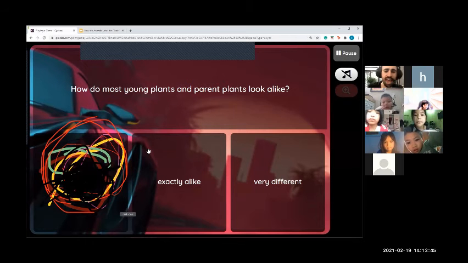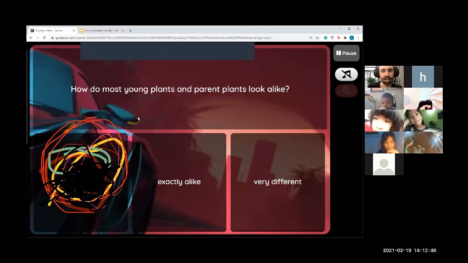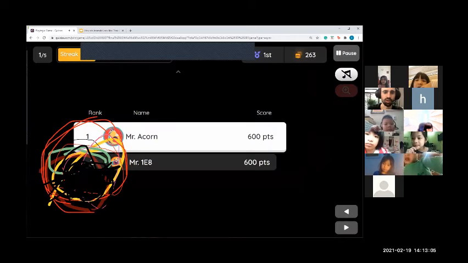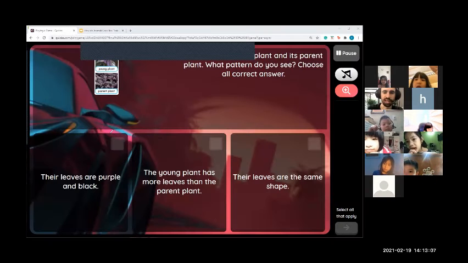Okay, it looks like everyone chose the first answer, so it has to be correct. So most young plants and parent plants look alike. They are similar. Okay, let's see if this is correct. So let me click it. Oh, it was correct. Yep, you all got it correct. It was the first option. They look similar.